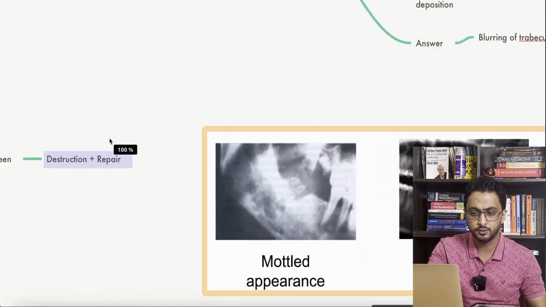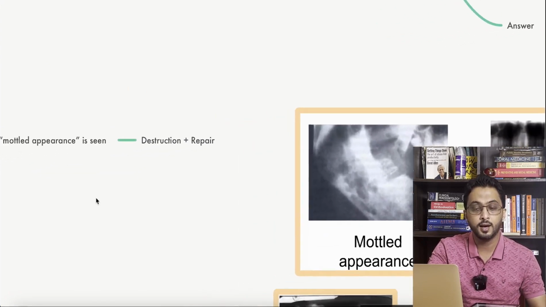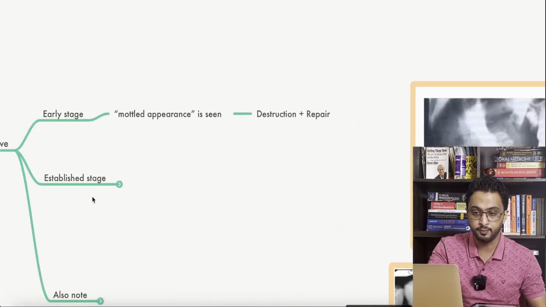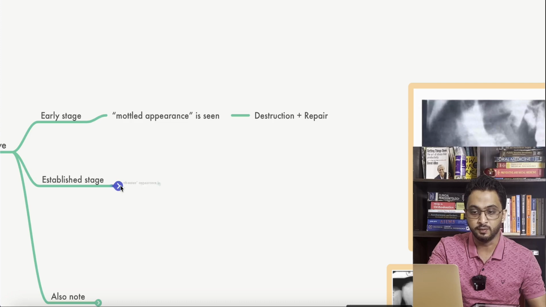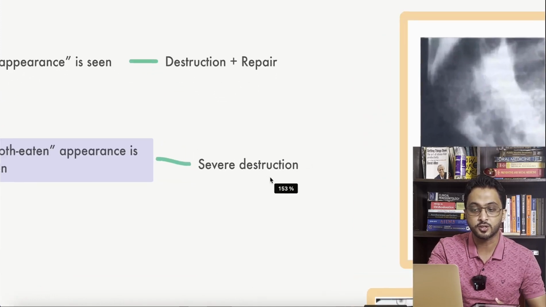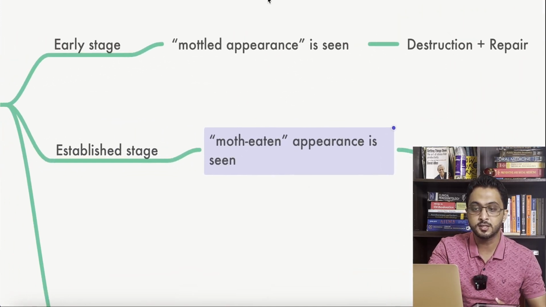Okay, please note, don't forget, we're going to see another appearance, which is cotton wool appearance, in condensing osteitis. So this mottled, moth-eaten appearance is in chronic suppurative osteomyelitis. That is destruction plus repair, whereas moth-eaten appearance is in the established stage, where it's due to severe destruction. So please note: early stage mottled, established stage moth-eaten.